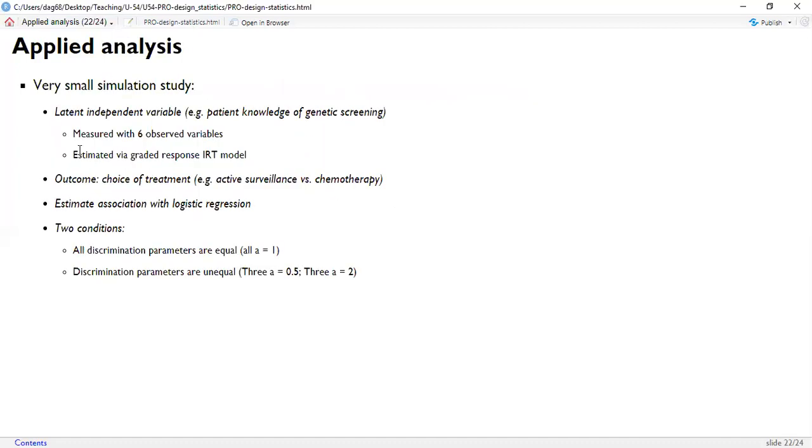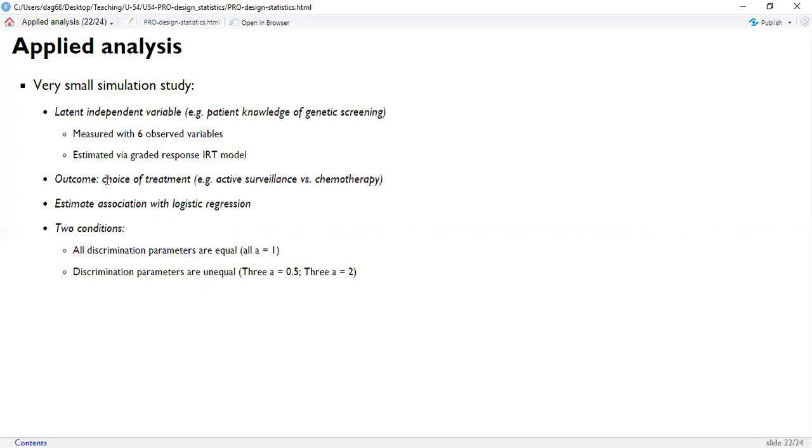So to demonstrate the pitfall, comparing the summed score to the estimated factor scores, I'm going to do a very small and limited simulation study. The premise here is that you want to use the latent patient-reported outcome as an independent variable, even though we call it an outcome. Latent patient-reported measure, I would call it. For example, a patient's knowledge of genetic screening or genetic screening results. Say we measure that with 6 manifest variables, and we fit a graded response IRT model.